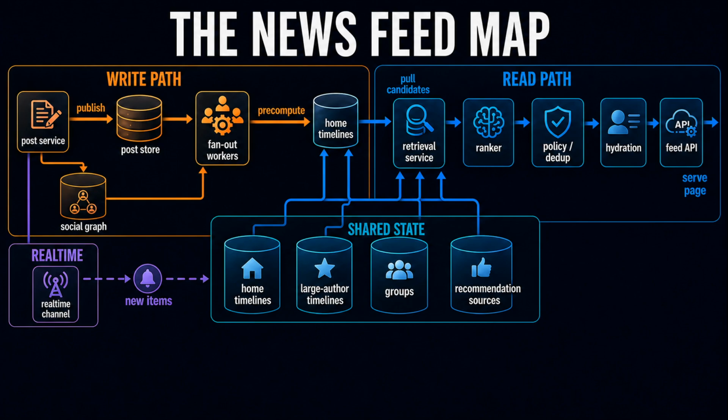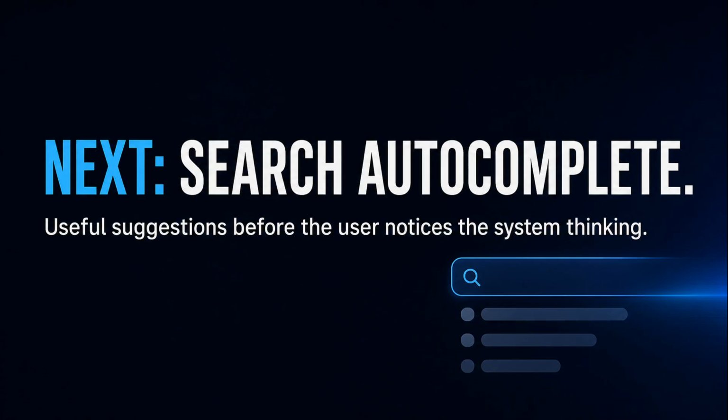Hydration fetches the final post data. The feed API returns a stable cursor to the client. The real-time channel announces new items without forcing the page to reorganize under the user. Every box was a trade-off. Pre-compute enough that the hot read path is fast. Not so much that one famous author or millions of inactive viewers dominate the write path.